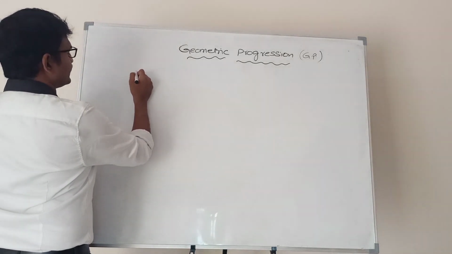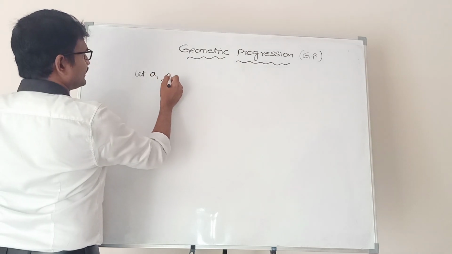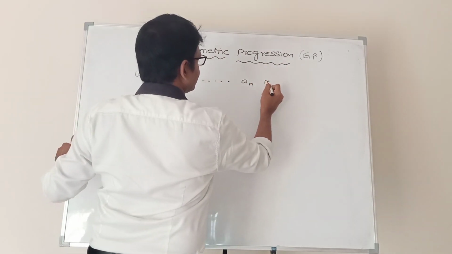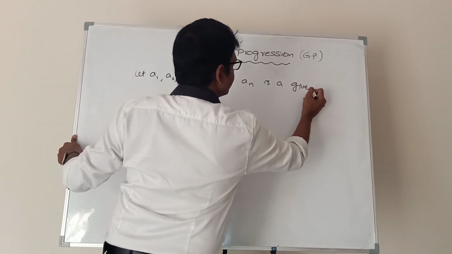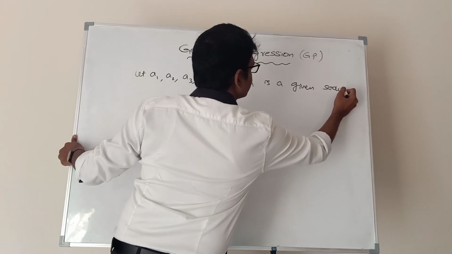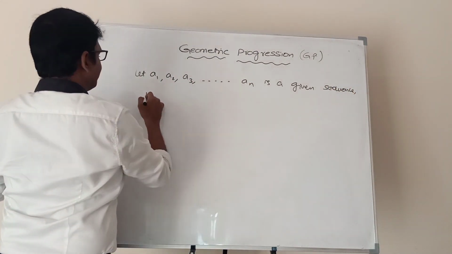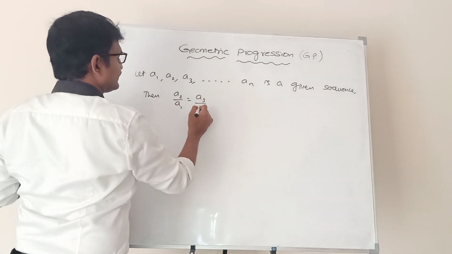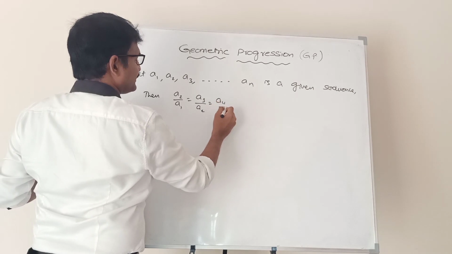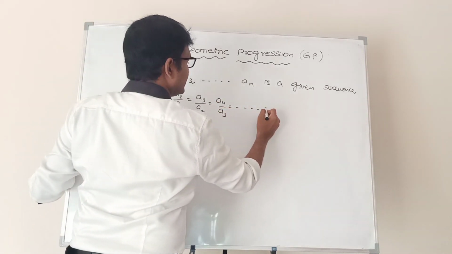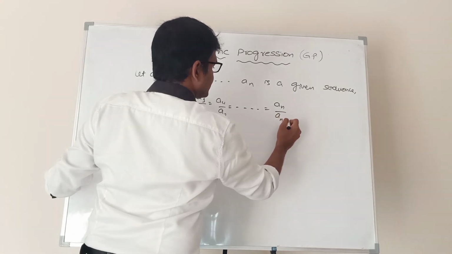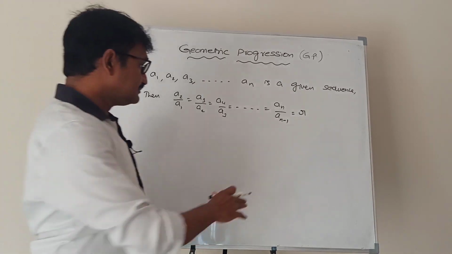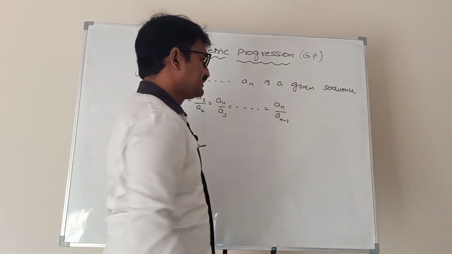Suppose A1, A2, A3, and so on, AN is a given sequence, then A2 by A1 is equal to A3 by A2 is equal to A4 by A3 is equal to so on, AN by AN minus 1, equal to the same. Then it is called a geometric progression.